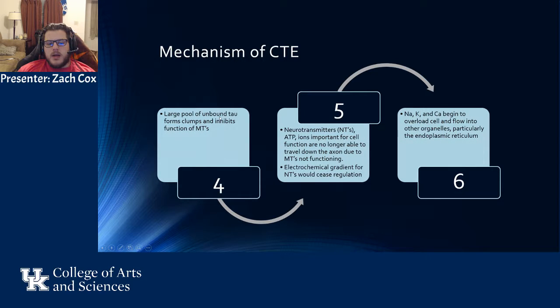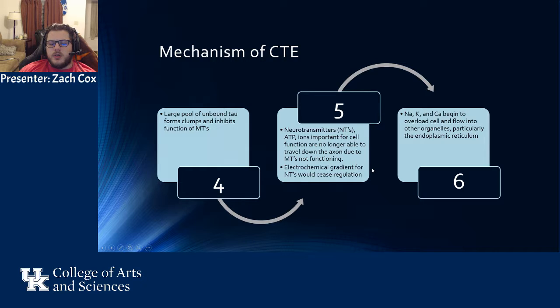So the large pool of unbound, insoluble tau begins to inhibit microtubule function, and thus inhibits optimal neurotransmitter function, cell signaling, and production of ATP. All those are beginning to show signs of dysfunction due to the disengaging of the microtubules. And so at this time, neurotransmitters and ATP ions are no longer able to travel down the axon due to the microtubules not functioning.